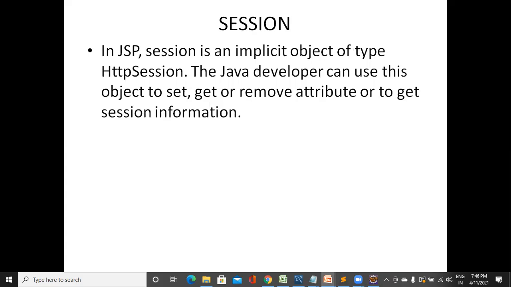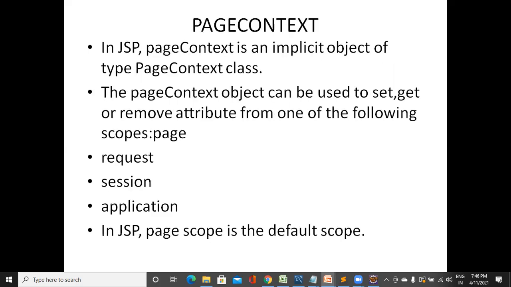Next is the session object. In JSP, session is an implicit object of type HttpSession, and the Java developer can use this object to set, get, or remove attributes or to get the session information.